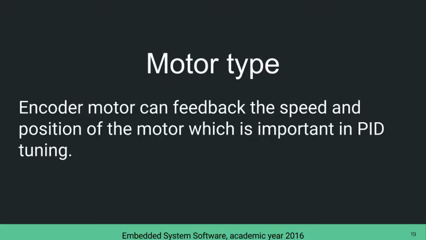The second problem is the motor type we used. We used a normal DC motor which does not come with an encoder, because an encoder can feed back the speed and position of the motor, which is very important in PID tuning.